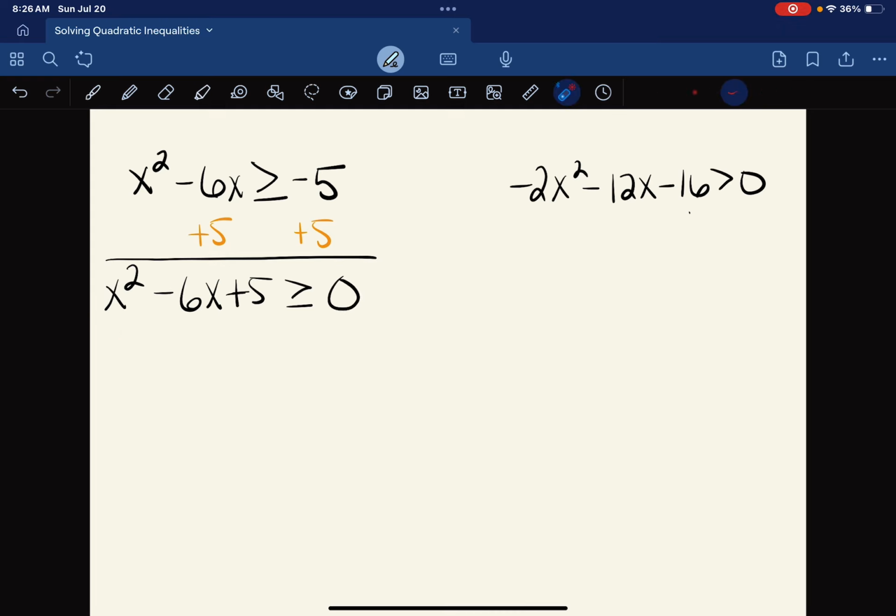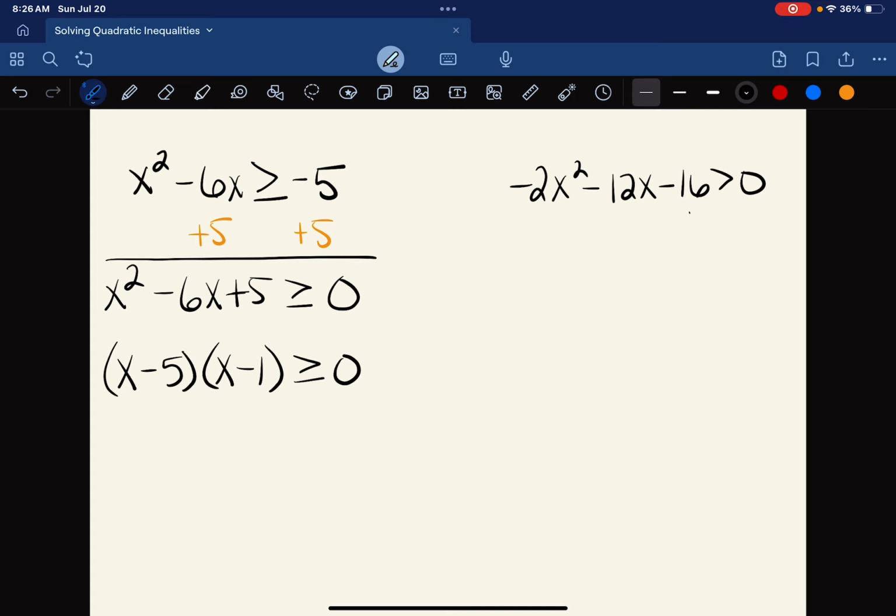So now I've got this quadratic expression and the a value is 1, so it's pretty easy to factor. The factors of positive 5 that combine to give us a -6 are -5 times -1, or -5 plus -1. So the factors are x minus 5 times x minus 1, and that should be greater than or equal to 0. Now, if you don't remember how to factor a quadratic, I would encourage you to go back and look at the factoring videos that I have uploaded for you guys.